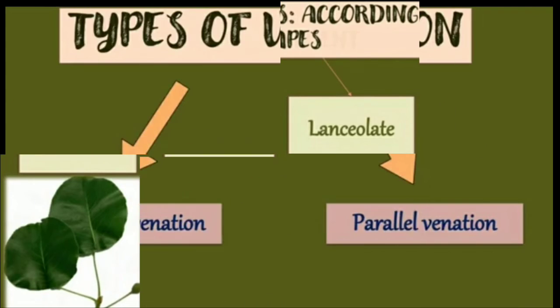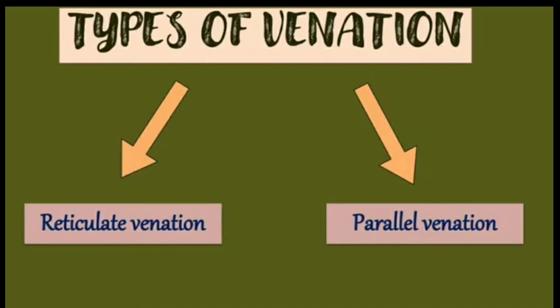Children, now let us study the types of venation. First of all, let me tell you the meaning of venation. The arrangement of the veins which are present in the leaf of a plant is known as venation. Now, based on the arrangement of the veins, venation is of two types: reticulate venation and parallel venation.